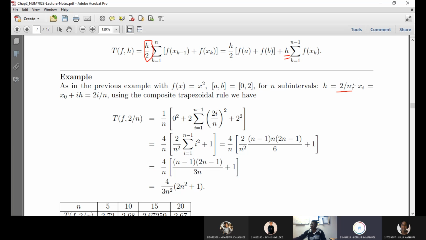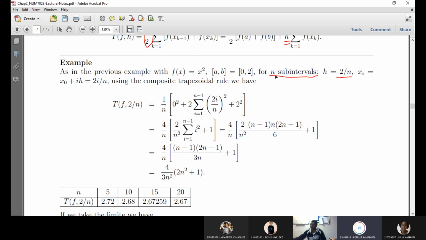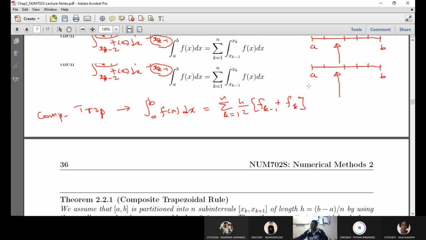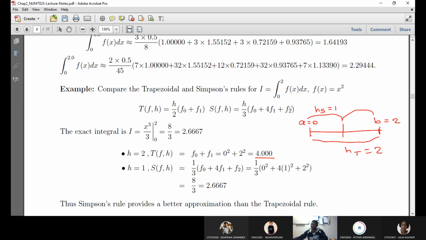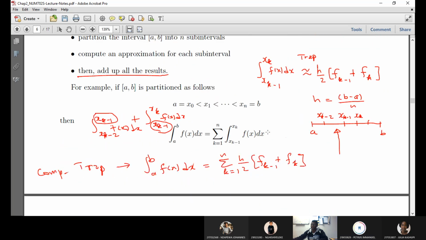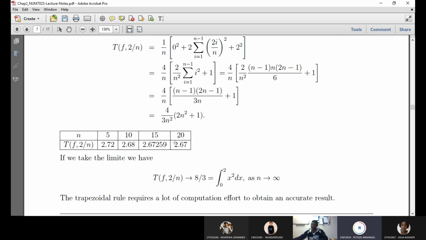We can now vary the number of subdivisions, because n here represents the number of subintervals, right? If we take n equal to 1, obviously the result should be 4, because remember that in the previous example we used n equal to 1. There was only one subinterval, so that's why we got 4. So let's check if we take n equal to 1.